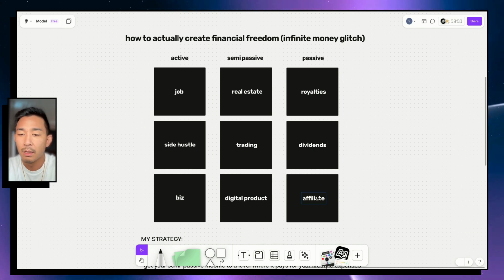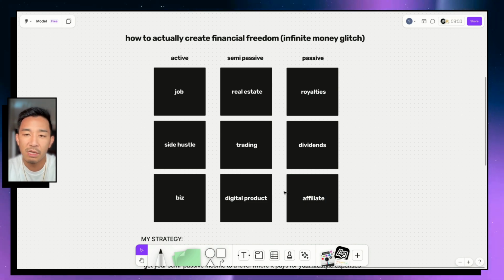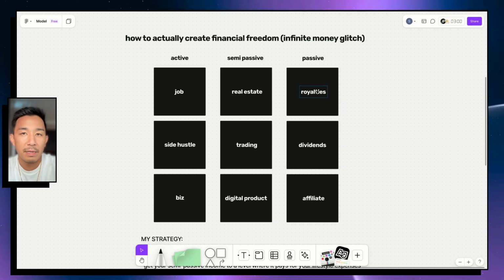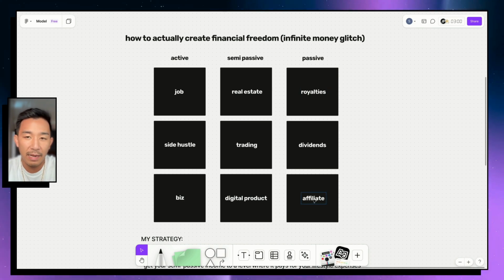Affiliate commission. So you can create a blog, you can put up posts. I would actually put this maybe in semi-passive income, but affiliate is like royalties: you are recommending products to other people, and if they buy through your link and they buy through your referral, you get paid for that. So I guess it could be in either semi-passive or passive.